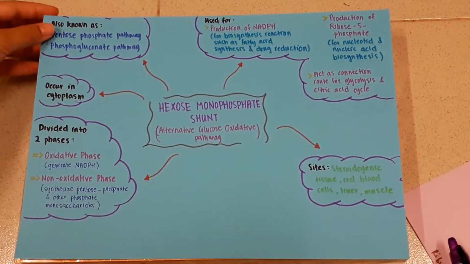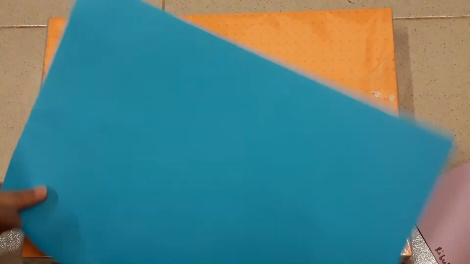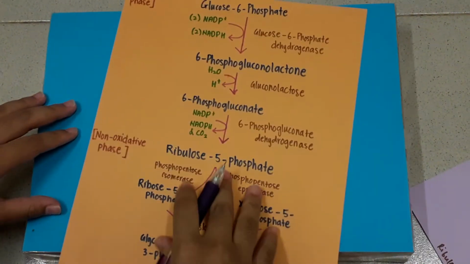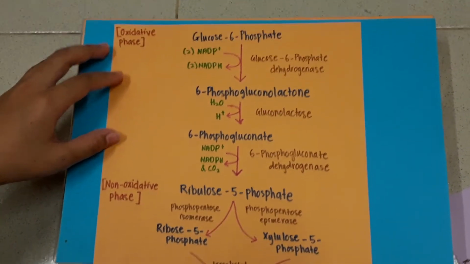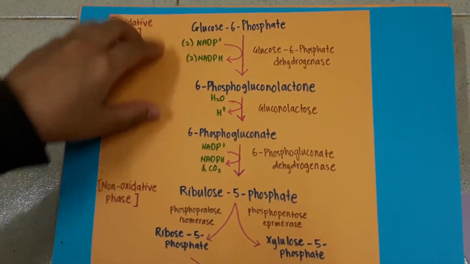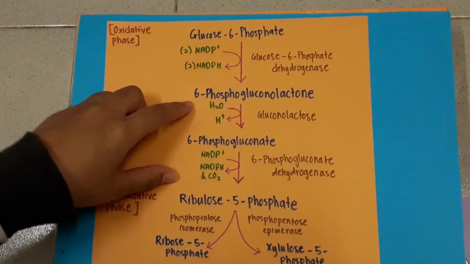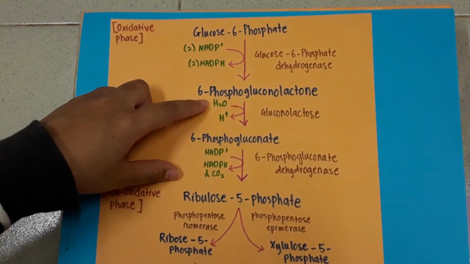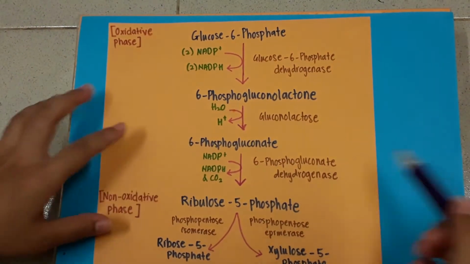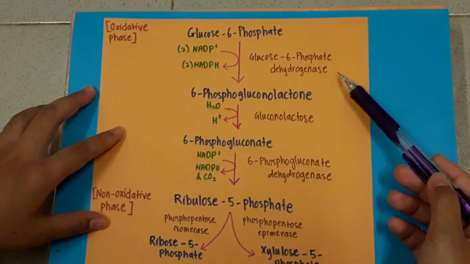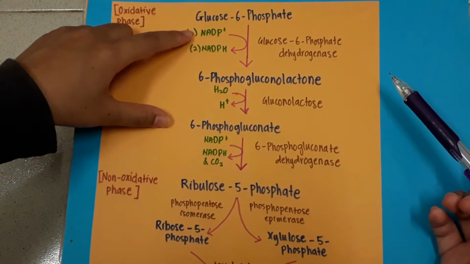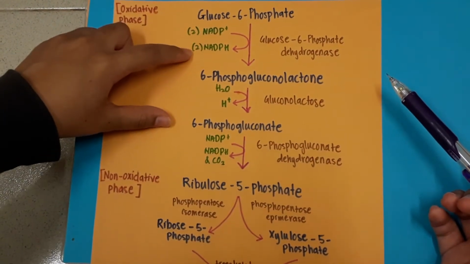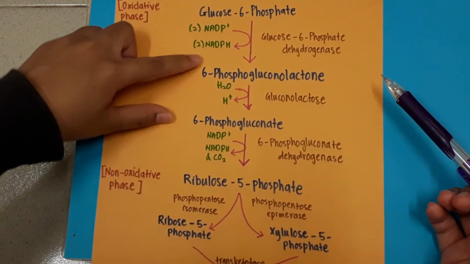Next, we're gonna learn about the hexose monophosphate shunt. First, it starts with the oxidative phase. In the oxidative phase, glucose 6-phosphate will convert into 6-phosphogluconolactone by the presence of glucose 6-phosphate dehydrogenase. In this process, NADP+ will convert into NADPH.